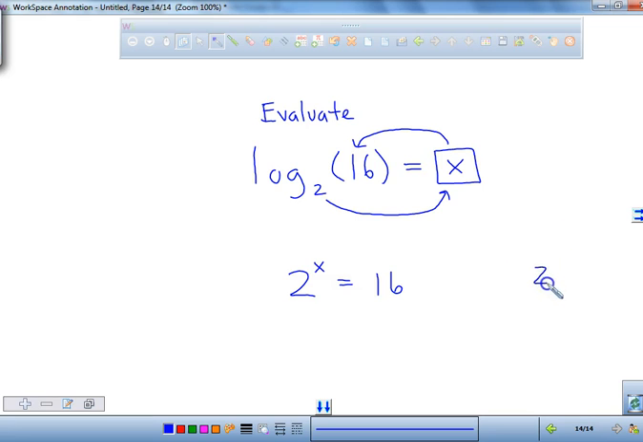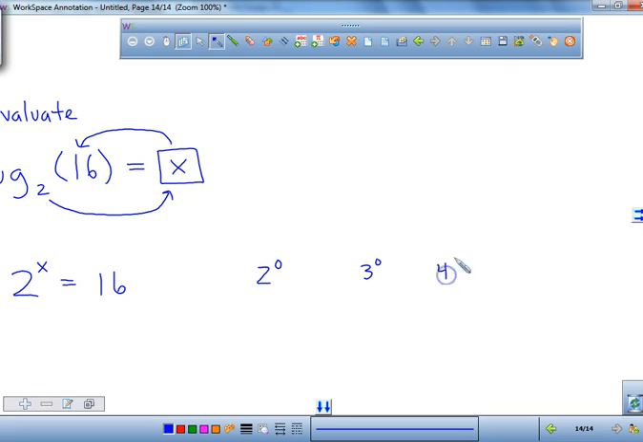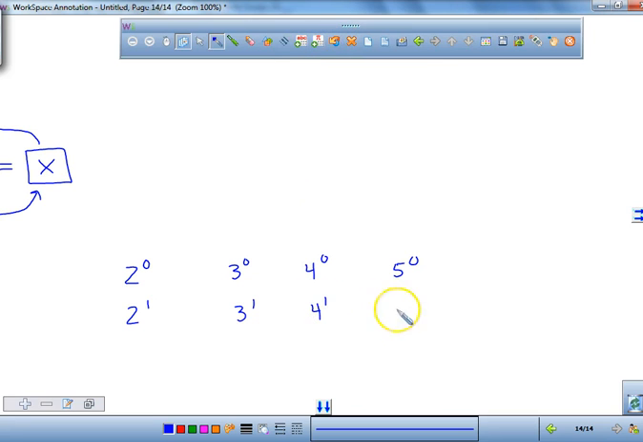Now, something you want to have in your journal: we are going to write some examples in our journal. I want you guys to start with base 2, which is a very common base, and then do base 3, base 4, and base 5. So we're going to write some examples down for base 2, 3, 4, and 5. We're going to do 2 to the first, 3 to the first, 4 to the first, 5 to the first.